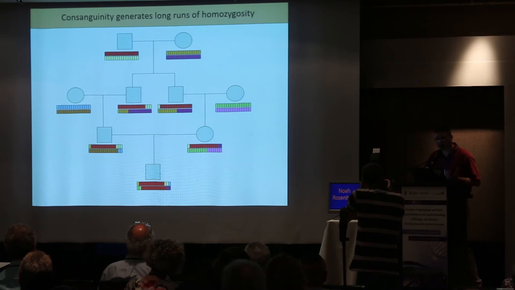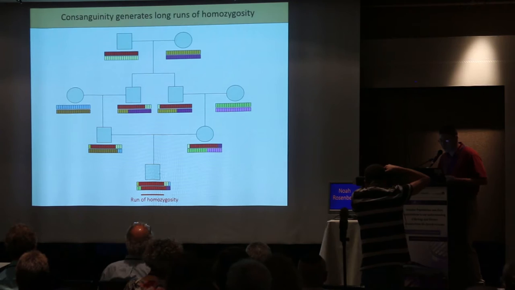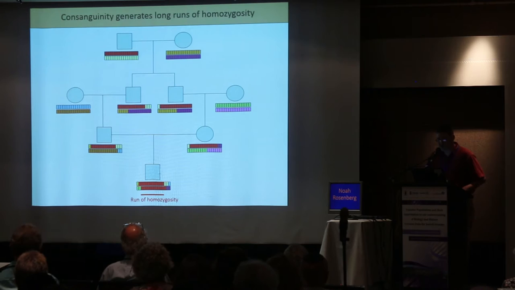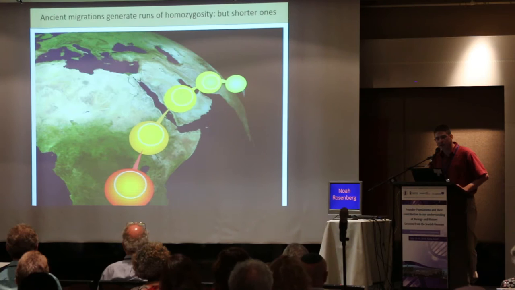Here, this red piece of genome is a run of homozygosity that's been inherited twice, once through the paternal line and once through the maternal line, all the way to the same great-grandfather. So consanguinity generates these long runs of homozygosity. It's not the only process that generates runs of homozygosity. Another phenomenon relevant to founder populations is that the nature of the population history, whether or not current marriages are consanguineous, can also generate runs of homozygosity.